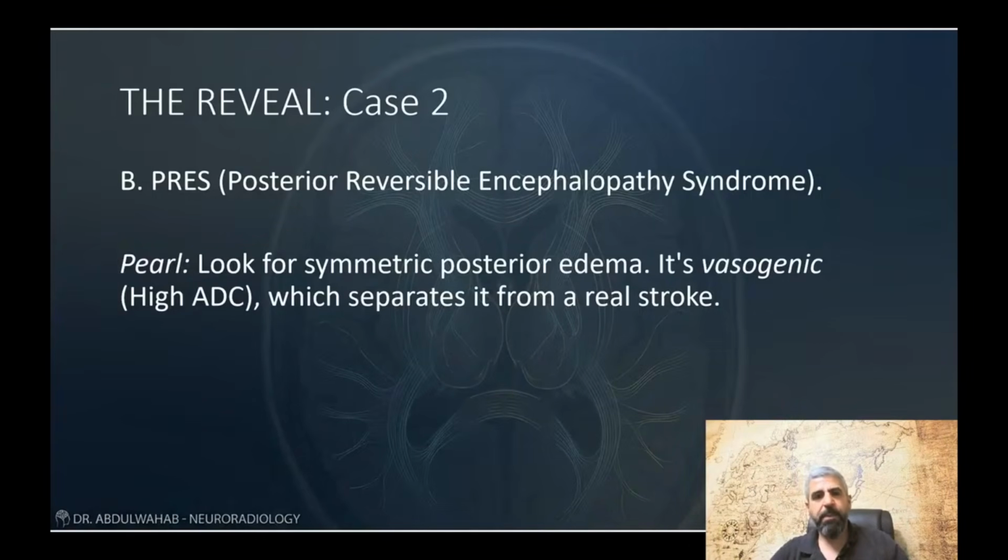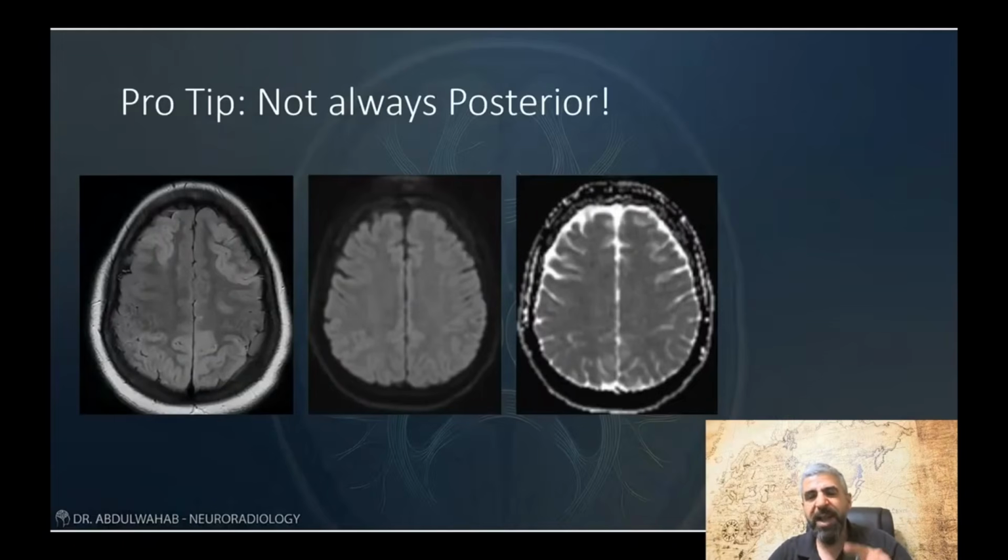Pro tip, be careful, it's not always posterior. Don't let the name posterior reversible encephalopathy syndrome fool you. 25% of the time, PRES can hit the frontal lobes too. Look for the high ADC to prove it's just fluid leaking. High ADC, no diffusion restriction. It can involve frontal or posterior. 25% of the cases are frontal, so be careful.